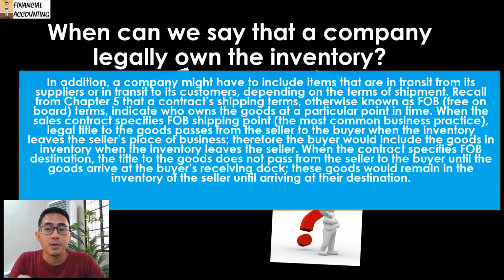On the other hand, if their agreement is FOB destination and while the goods is still in transit on December 31, 2020, the owner of the goods is still the seller. It's not the buyer. Because the transfer of ownership will still happen upon arrival of the goods. And since the goods did not arrive yet at the place of the buyer, the goods is still owned by the seller. Therefore, on December 31, 2020, while the goods is still in transit, the one who should report the inventory in their balance sheet is the seller. It's not the buyer, because the seller is the owner of the goods.